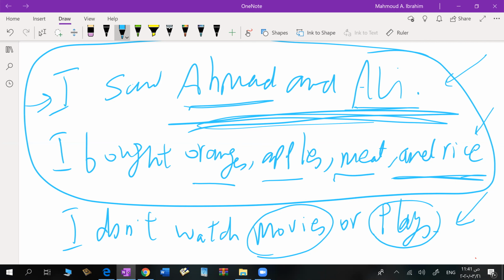If we have only two phrases, do we use a comma? No. Look at the other example. How many commas do we have? Three. Why? Because we have three items.